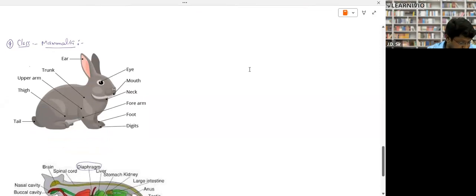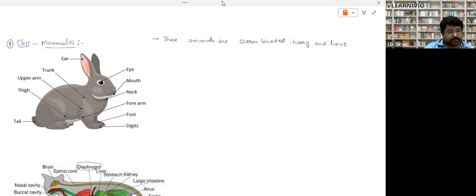So, kingdom Mammalia. These animals are warm-blooded, hairy, meaning they have hair on their body, and have mammary glands, or milk-producing glands.